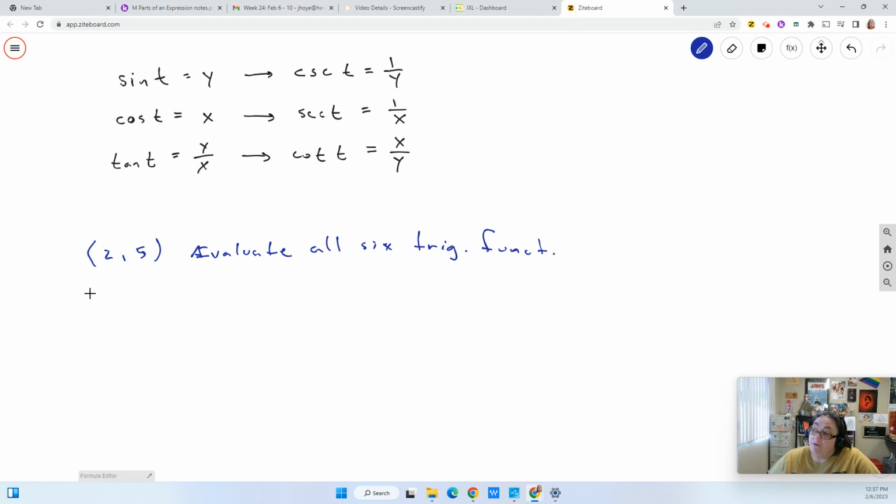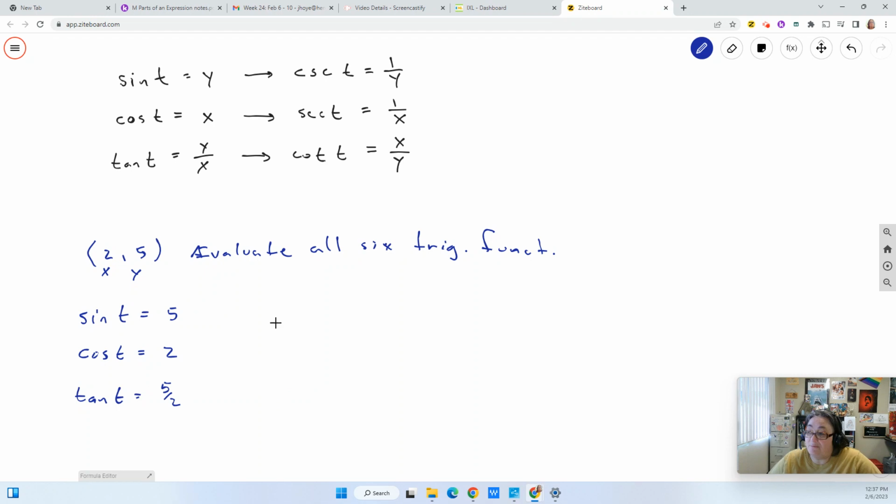What you would do is you go, okay, well, sine of t in this circumstance would be whatever y is, right? And this is our x and this is our y. And we go, well, sine of t is just 5, right? And we would go, okay, cosine of t in this circumstance, well, that's our x value, so that would be 2. And tangent of t would be y over x, so that would be 5 over 2. Does that make some sense?